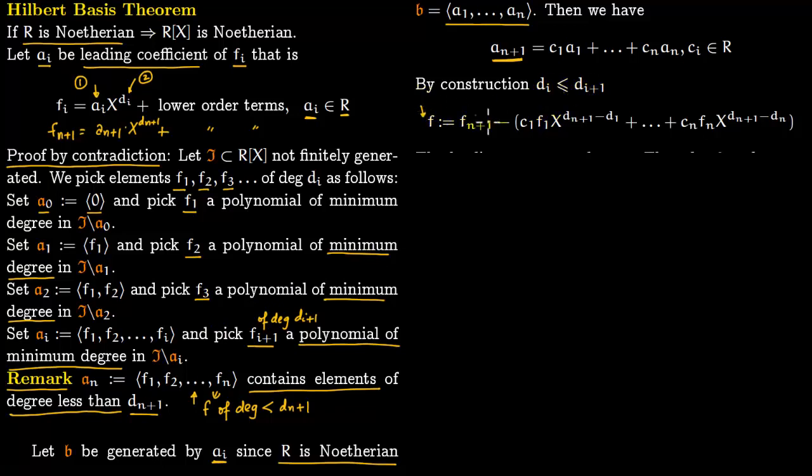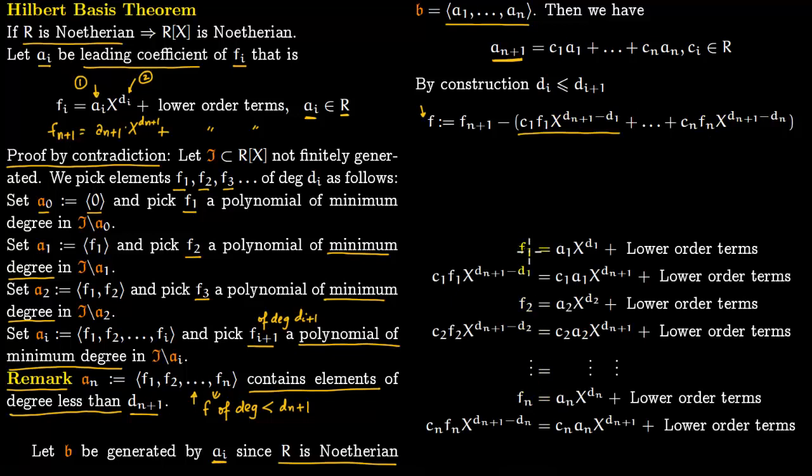Now we construct a new polynomial f, which is f_{n+1} minus c_1 f_1 x^{d_{n+1}-d_1}, and so on to c_n f_n x^{d_{n+1}-d_n}. We will also have c_2 f_2 x^{d_{n+1}-d_2}. What this does is cancel the leading term. Let us see this in detail. f_1 is of this form: a_1 x^{d_1} plus lower order terms. Now we copy this entire thing right here. In f_1 you plug in a_1 x^{d_1} plus some lower order terms. When you multiply, this will cancel out with this, and a_1 comes here. So you get c_1 a_1 x^{d_{n+1}} plus some lower order terms.